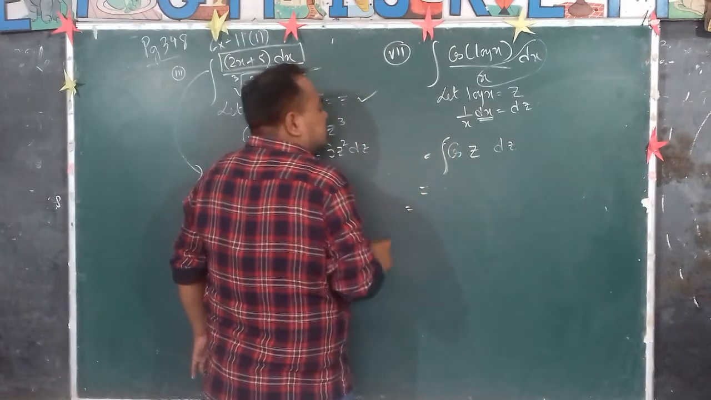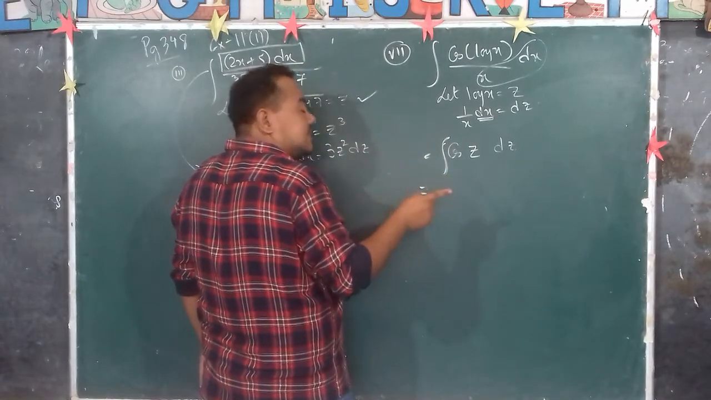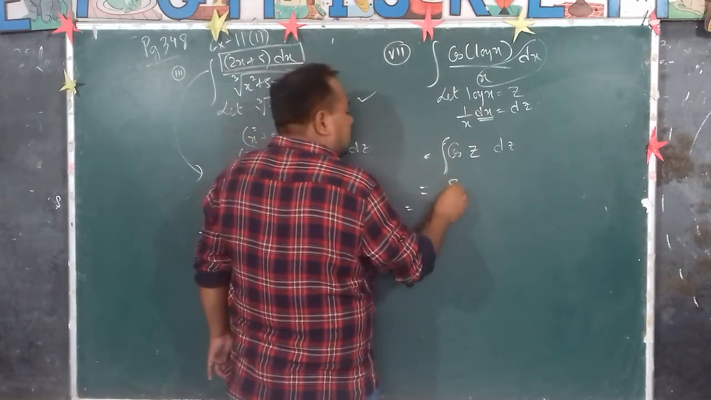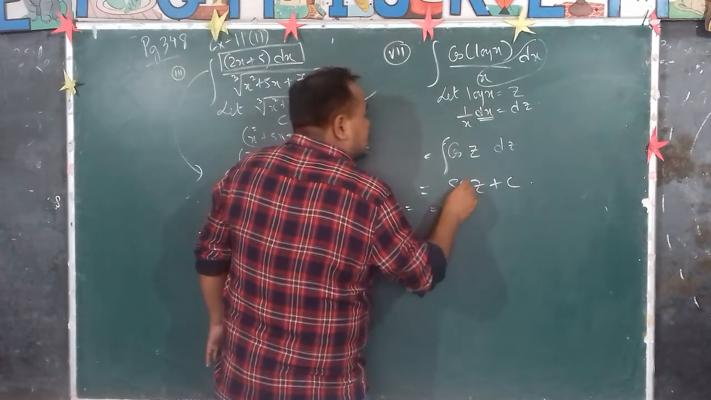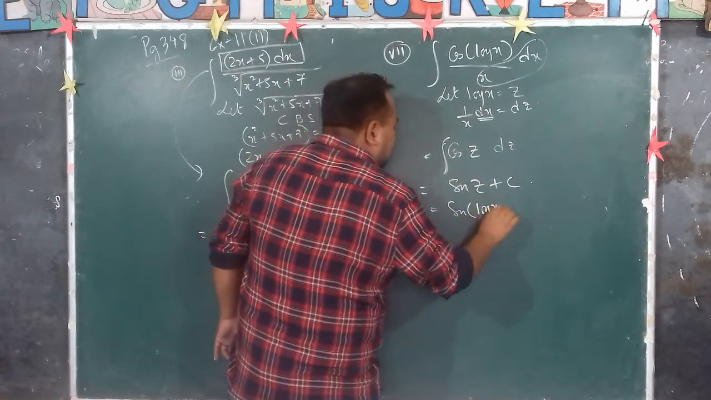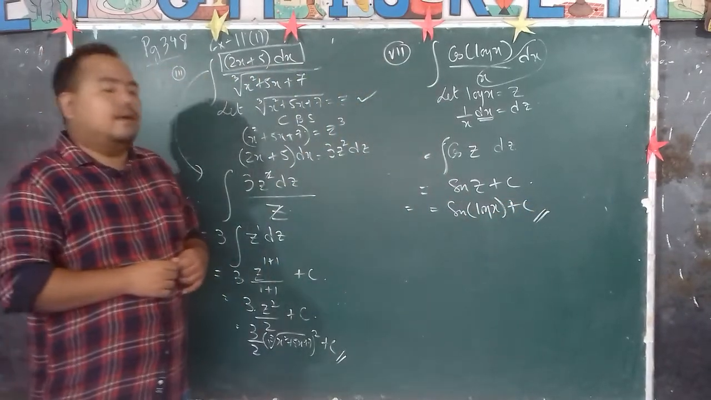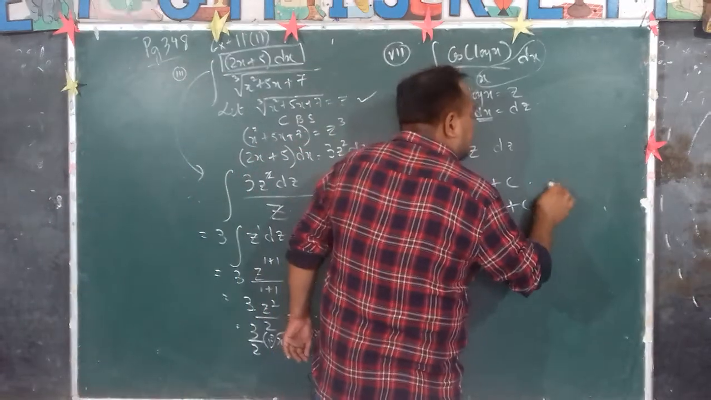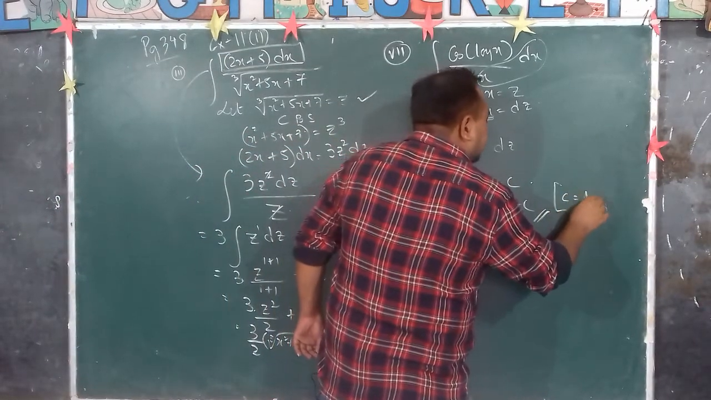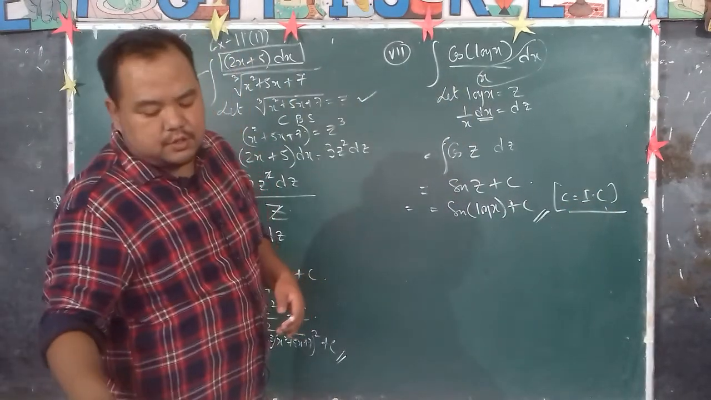So what is the integration of cos z? Differentiation of sin z is cos z, so integration of cos z is sin z plus c. So sine as it is, what is the value of z? It is log x, plus c. Don't forget to substitute the value at the end. And don't forget to write c. And after you write c, please, one thing I forgot to tell you, please write c equal to IC, where c stands for integration constant.